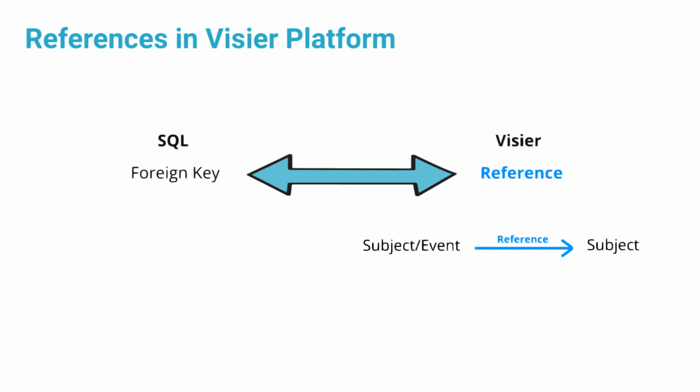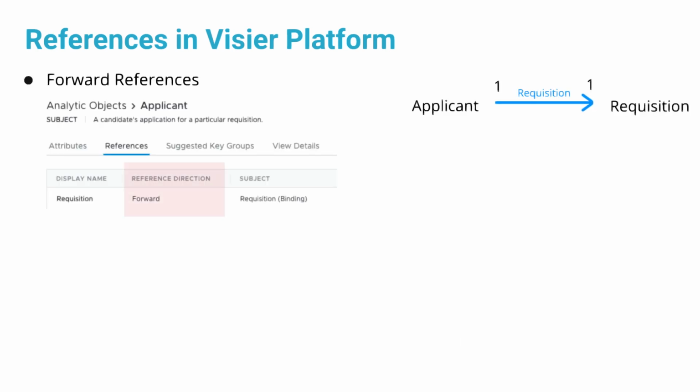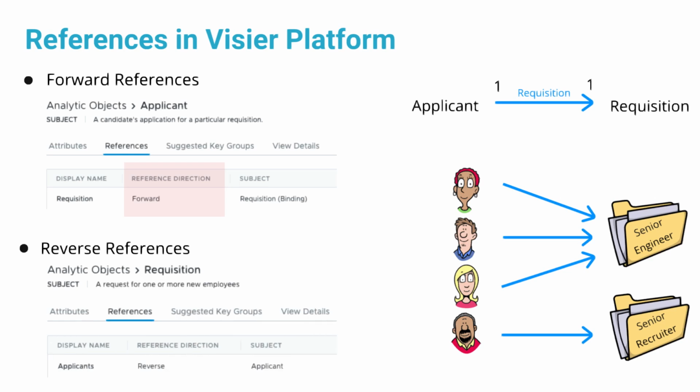There are two types of references in the Visier platform that accompany each other: forward and reverse references. Forward references create one-to-one mappings from the source analytic object to the target subject. For example, applicant to requisition, where each applicant is tied to one requisition, or recognition to employee, where each recognition event praises one employee.